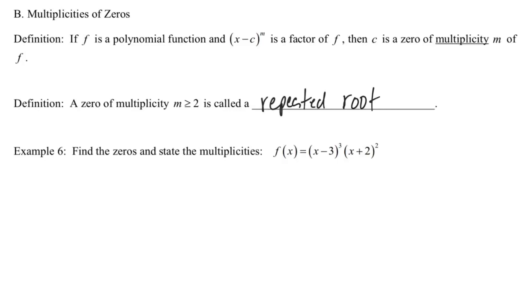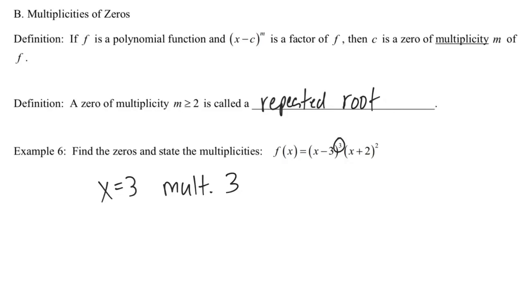And so here in example 6, I want you to find the zeros and state the multiplicity. If you take a look at this first factor, x minus 3, what number for x is going to make that equal to 0? And hopefully you said x is equal to 3. But that 0 occurs more than one time. In fact, it occurs with a multiplicity of 3. And the way that I got that is I just took a look at the exponent that was on that particular factor.